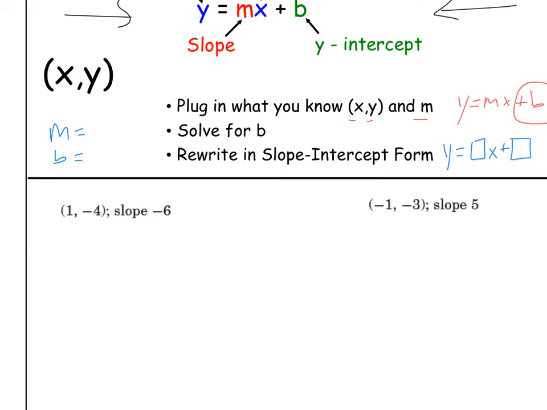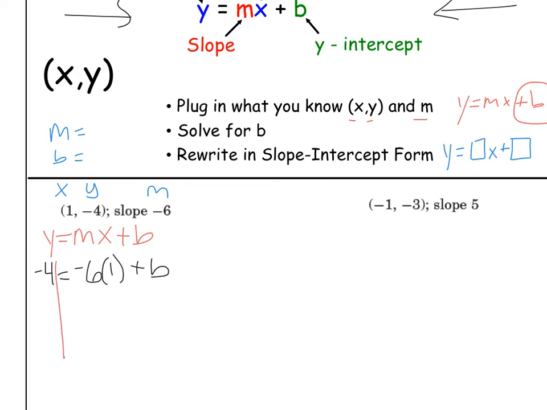So let's give these a try. First thing I like to do is make sure that I label my x and y so I don't mix them up. So this is x, this is y, and slope is m. I write slope-intercept form with variables so I know that I plug in exactly where I need. My y value is -4. My m value is -6. Since it's multiplication, I put my x value in parentheses, and then I don't know b. So now I can solve my equation.